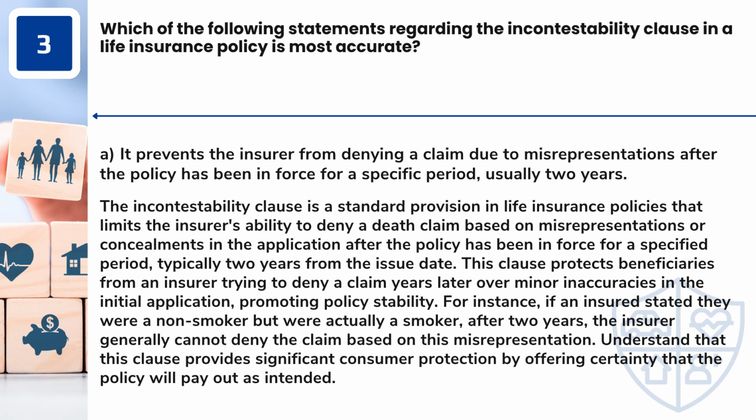This clause protects beneficiaries from an insurer trying to deny a claim years later over minor inaccuracies in the initial application, promoting policy stability. For instance, if an insured stated they were a non-smoker but were actually a smoker, after 2 years, the insurer generally cannot deny the claim based on this misrepresentation. Understand that this clause provides significant consumer protection by offering certainty that the policy will pay out as intended.